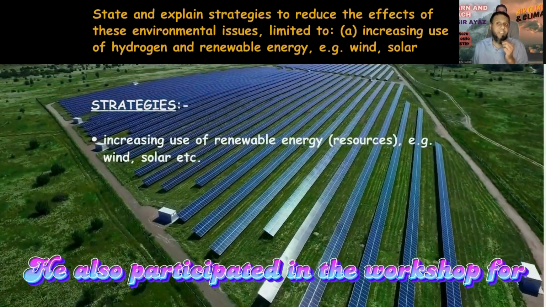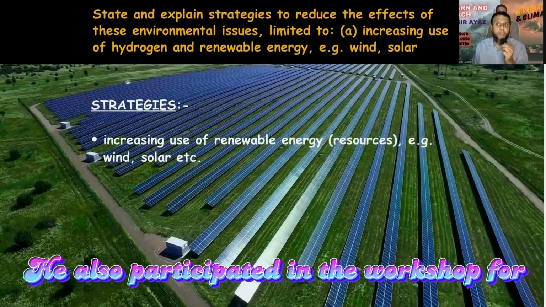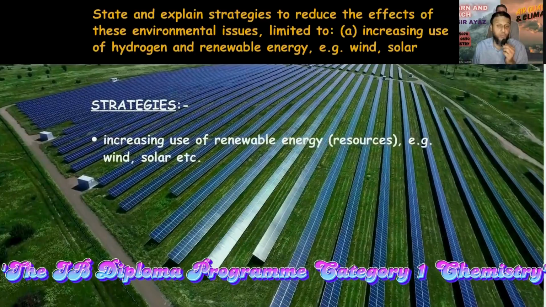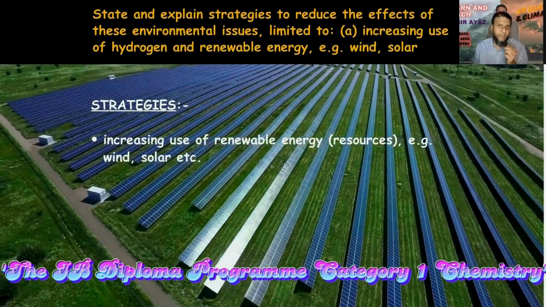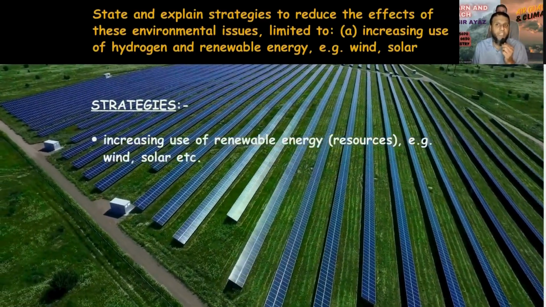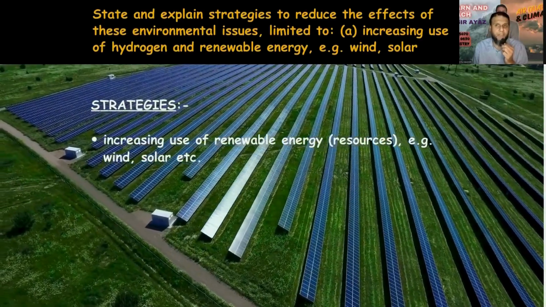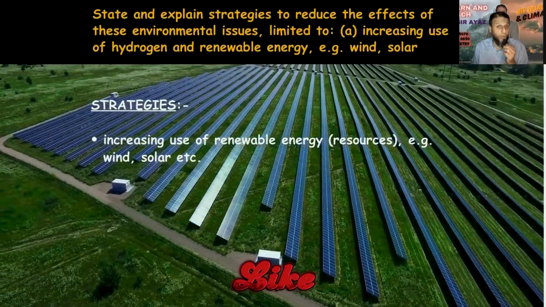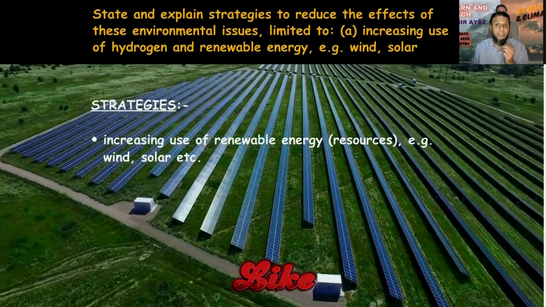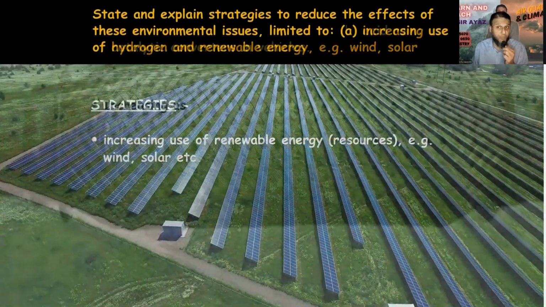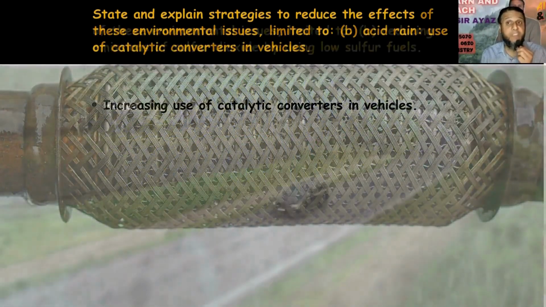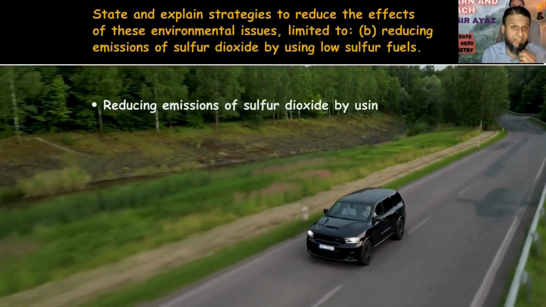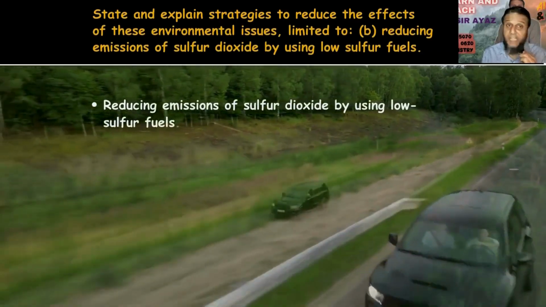Another strategy is to increase the use of renewable energy resources like wind energy, solar energy, etc. These reduce greenhouse gas emissions, helping to combat climate change, decrease air pollution, improving overall air quality and health, and lessen dependence on fossil fuels. Catalytic converters are installed in vehicles to reduce harmful gases like carbon monoxide and nitrogen oxides.